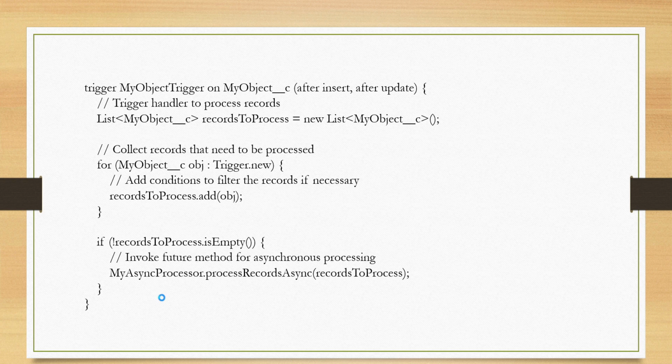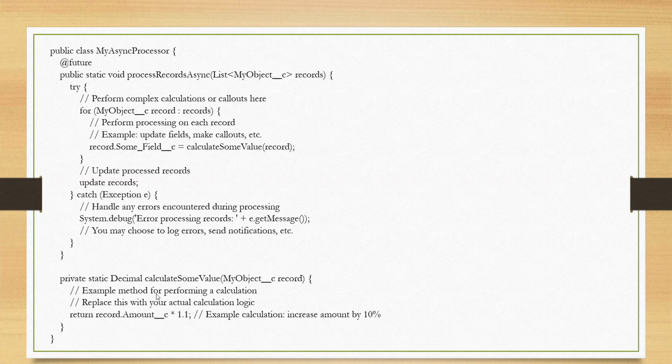That is this. Here is the syntax of my async processor: it completes the record, whatever the record object had been, just replace this with your custom object and it will work the same as a future method.